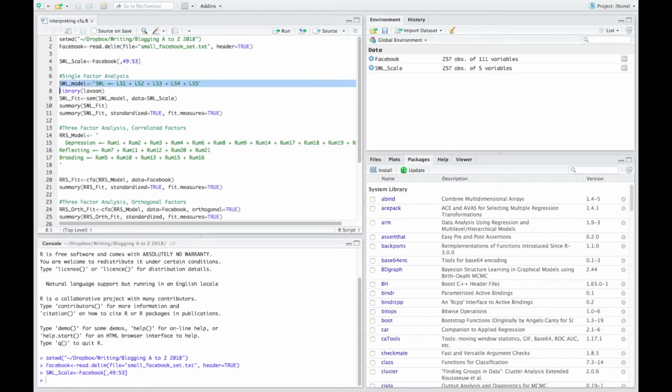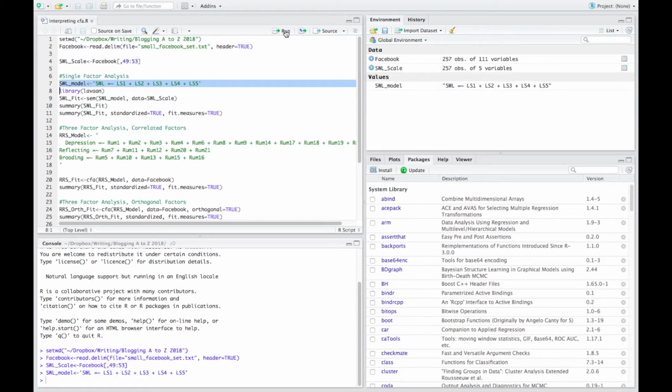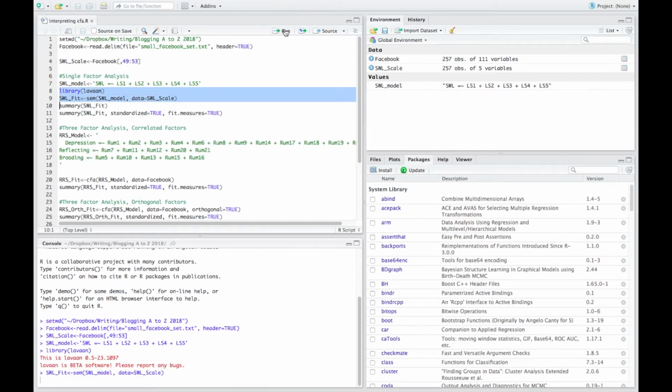So we'll go ahead and load our model. This is just a single factor model with the factor being satisfaction with life and 5 indicators, which are the 5 items from the satisfaction with life scale. And then I'm going to load lavaan, which is the SEM library that I use in R. And then we also went ahead and fit our SEM objects.